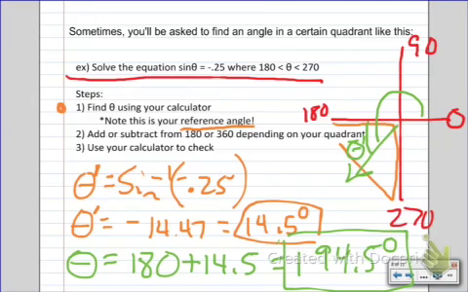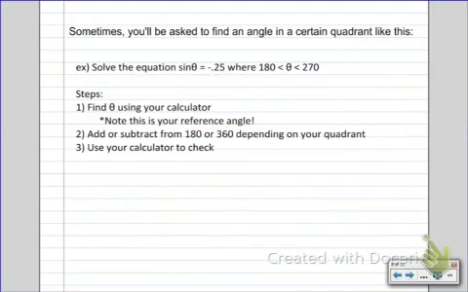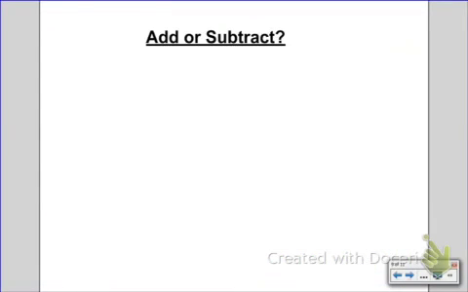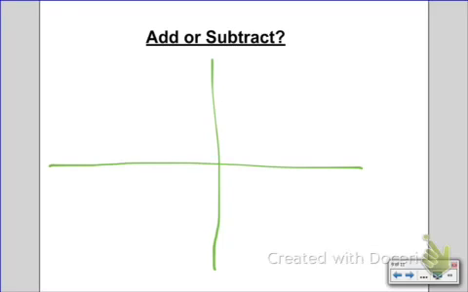So to find the big angle, I take 180 plus it because I'm bigger than 180. I'm between 180 and 270. This is kind of the opposite of what we did yesterday, finding reference angles. Now we're finding the big angles. Let's do a couple more examples in case we're not quite getting that. But first, how do I know what to add or what to subtract? Well, again, 0, 90, 180, and 270.